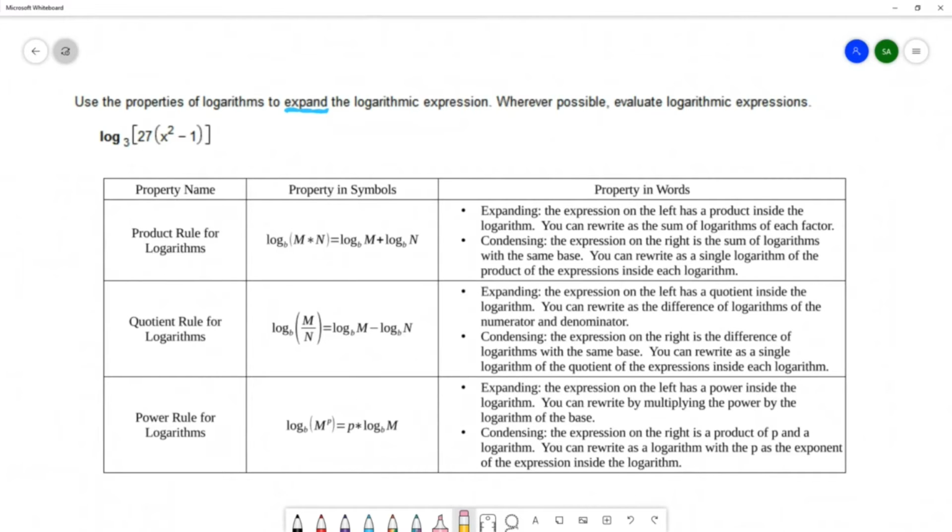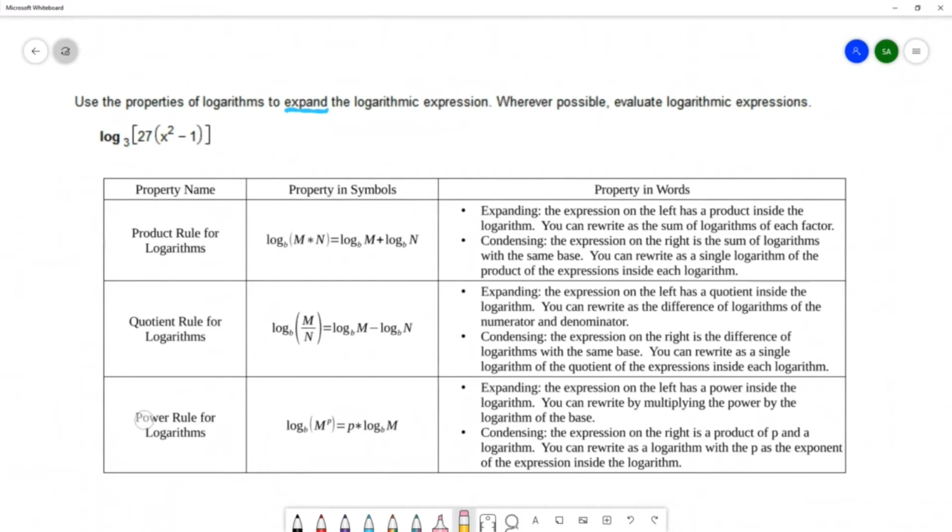So when you have a product inside of your logarithm, you're going to make that the log of each factor, and we're adding those together. So you put a log on the first factor, you put a log on the second factor, and you add those logs together. For the quotient rule, you're going to have division inside your log, and you're going to put a log on your numerator and a log on your denominator, just like we see here, but you're going to subtract them.